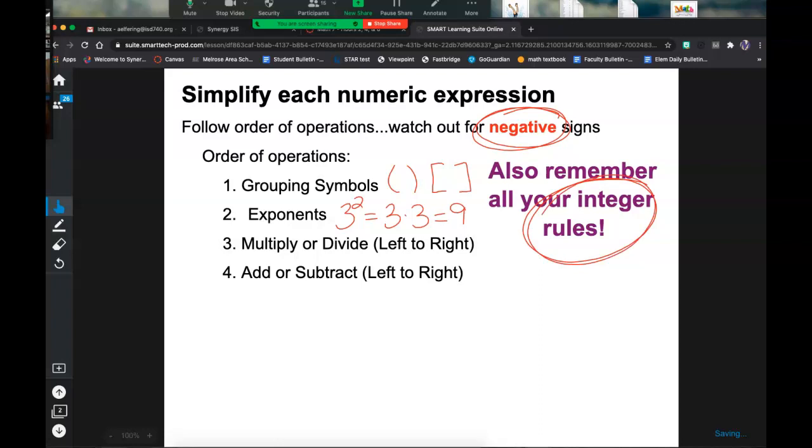Okay, so we go back to the adding integers rule, where we have the song. Same signs, add and keep, different signs, subtract. Keep the sign of the bigger number, then it'll be exact. Subtracting integers, keep, change, change.